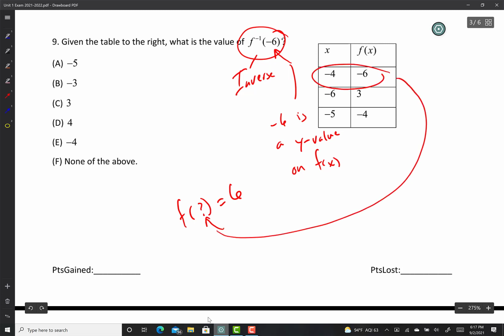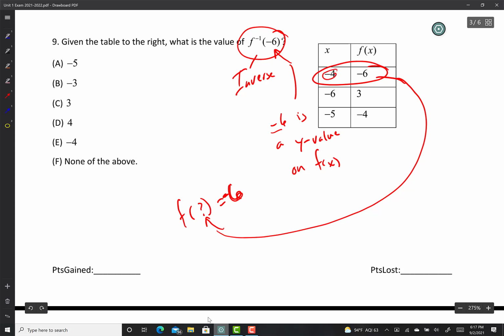Right here. See? Oh, and I said 6, and it should be negative, right? I keep the negative sign, guys. I don't know why I dropped it. That was my bad. It is that one, this one right here. So negative 6 is a y value on f of x. I wrote it here, but I didn't write it here. So that's negative 6. There it is.